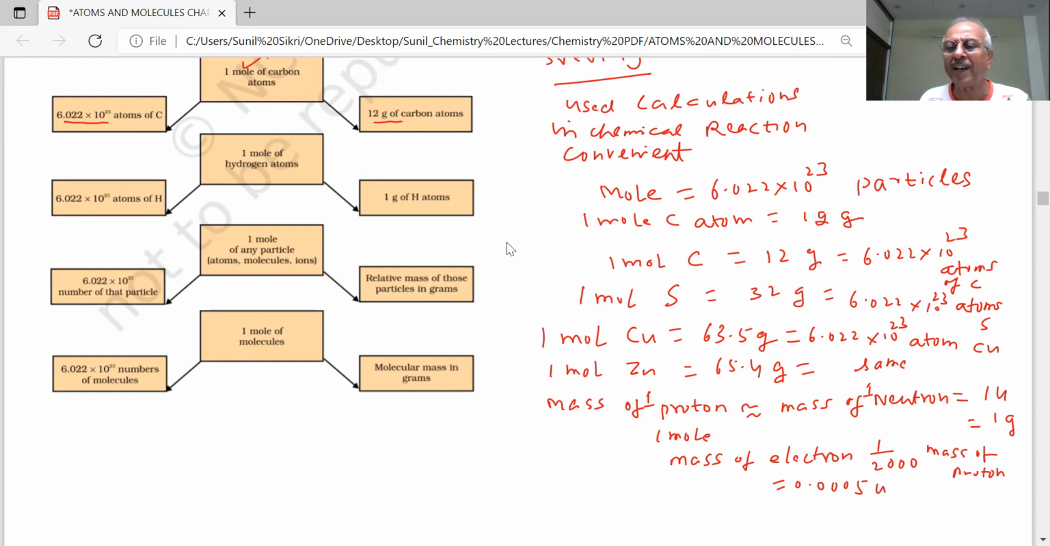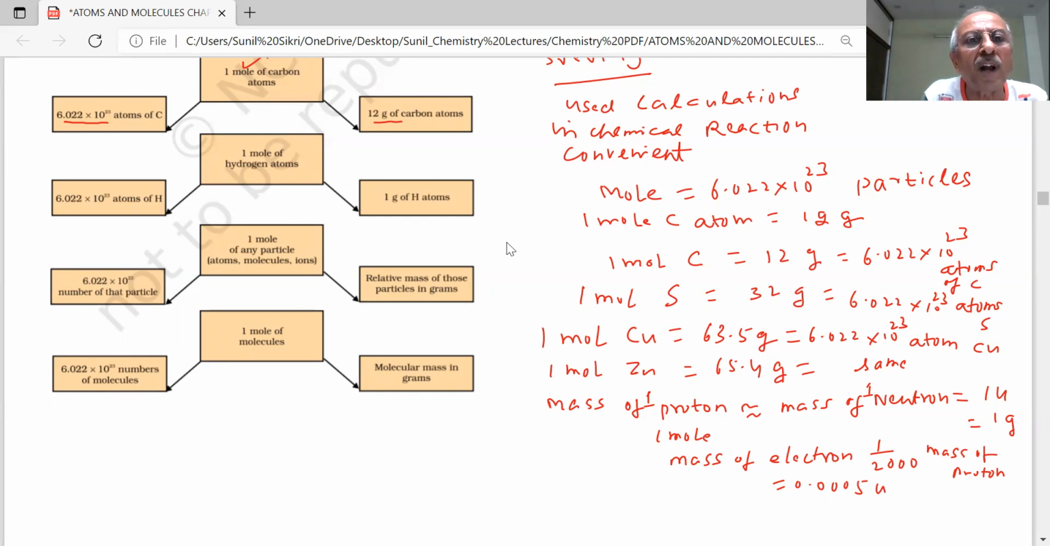0.0005 U. So we neglect the mass of electron in most of the calculations. That's why we say mass. We will define another term which we will call mass number. Mass number is equal to mass of proton plus neutron. These are the numbers which I am giving because they will help you in understanding all the things which we are talking about.